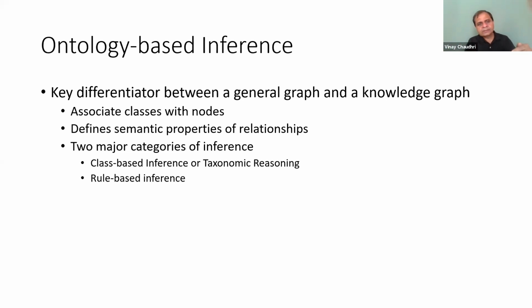And within that, I'm making two further distinctions. One is class-based inference, or you can think of it as taxonomic reasoning. And then the second one is rule-based inference, where you are driven by a set of rules that you're going to apply against your data. Now, the distinction between the class-based inference and rule-based inference is not very sharp. Sometimes it's primarily a matter of implementation choice. Some people would say that, well, you can do all kinds of class-based inference using rules.